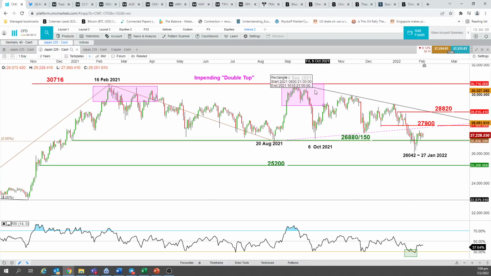Above this level, you could see this descending trend line that I drew from the 14th of September that has prevented the previous rally from breaking up, now acting as a resistance at 28,220. So we see a bunch of medium-term resistance levels before even hitting 30,716. So if we have the bullish bias, which we did last week, at most we go up to 27,900, maximum 28,820 in the first step.